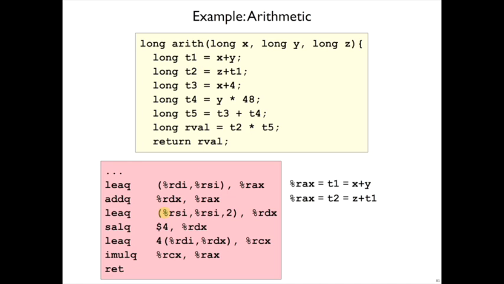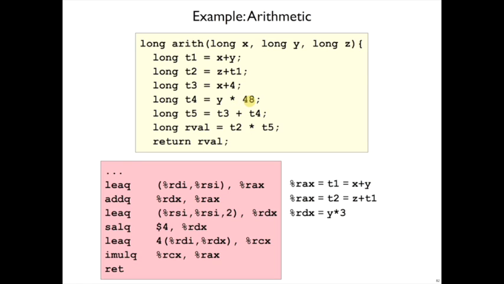Now we have a load effective address, which means we are multiplying RSI times 2 and adding it to RSI and putting that in RDX. So that's the same as doing a multiplication of 3 times whatever's in RSI. And we figured out that RSI was either x or y. Turns out it's y. So RDX is now equal to y times 3, which you don't see a y times 3 anywhere here. You see a y times 48.